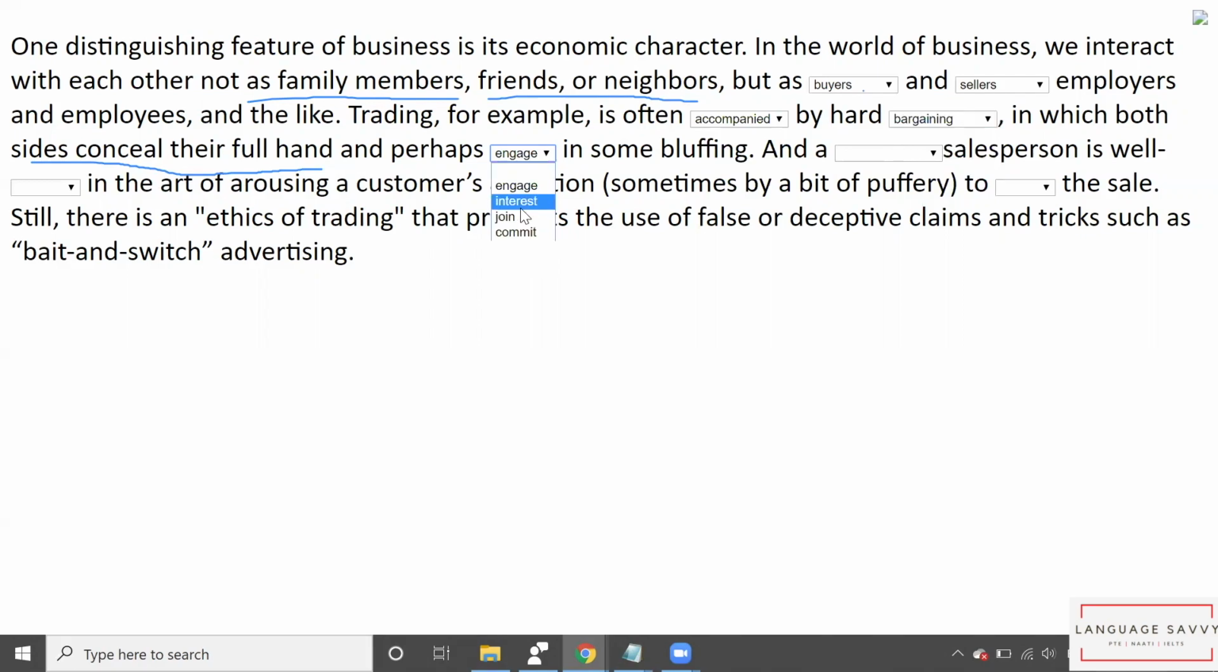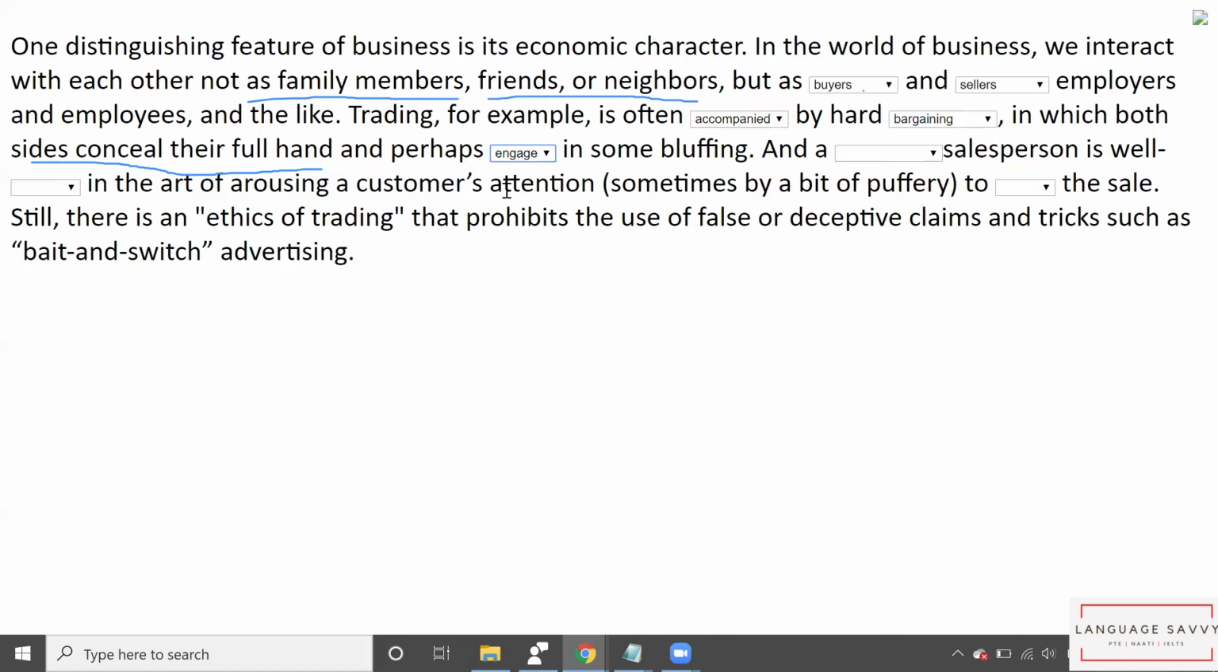We know that we cannot use "interest in some bluffing," it doesn't make any sense. We can join some bluffing, but we cannot join in, we cannot commit. Because of the word "in" here, we cannot use join or commit, because it's just commit bluffing, not commit in some bluffing, and it's join bluffing, not join in some bluffing. And engage is the correct answer for this one because we can engage in an activity.